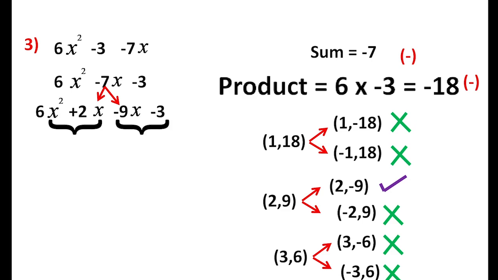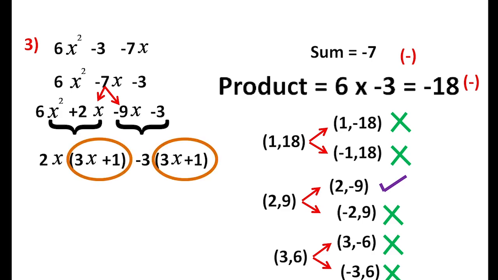From the first group, 2x is common, so the remaining is 3x plus 1. And from the second group, minus 3 is common, so the remaining part is 3x plus 1. Here 3x plus 1 is common for both the terms. That 3x plus 1 we have to take outside, and the remaining is 2x minus 3. So the factors are 3x plus 1 and 2x minus 3.